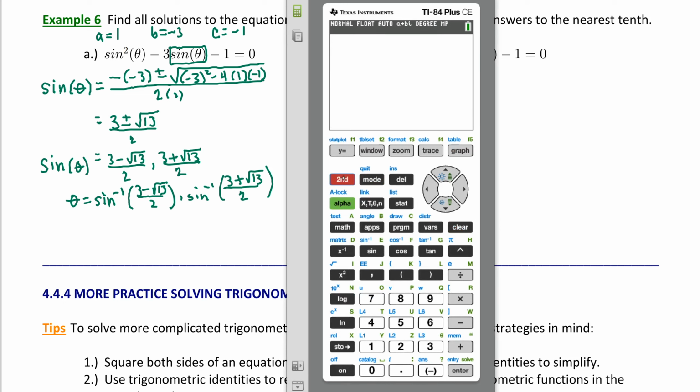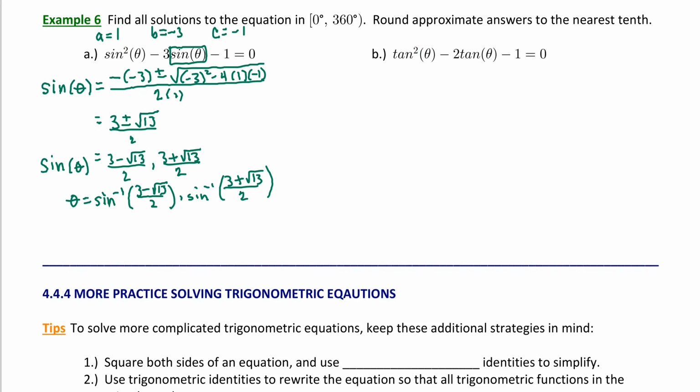Now, in degree mode, I'm going to evaluate inverse sine of the first expression. The numerator must be contained in a set of parentheses in order to force the correct order of operations here. So we have inverse sine of 3 minus the square root of 13 in the numerator divided by 2. And we end up with -17.6 degrees. Now, what in the world are we doing with a negative answer? Well, it turns out that 3 minus the square root of 13 over 2 is a negative number. So I'm going to make a note that's a negative number in there.